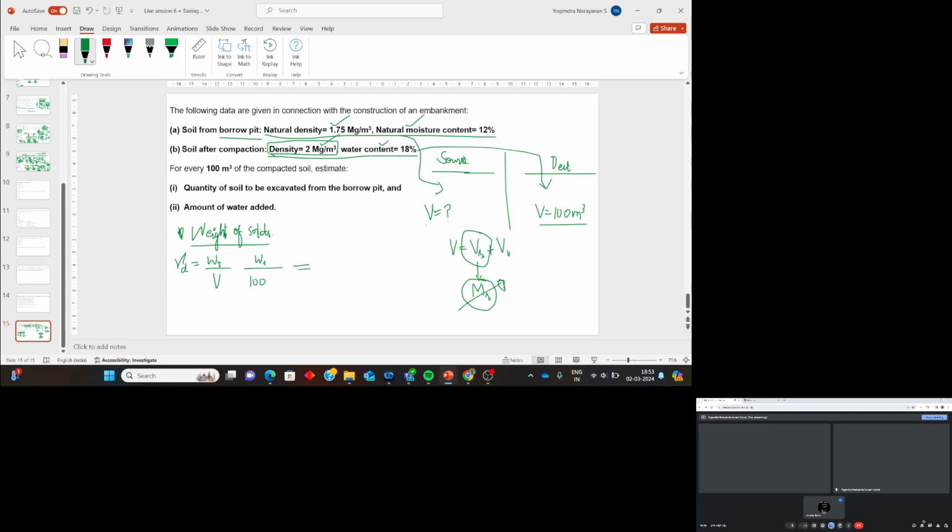And gamma d, you know that it is gamma by 1 plus w. This gamma you know as 2 megagram per meter cube, and water content you know as 0.18. Now you can calculate Ws. Are you able to understand now?